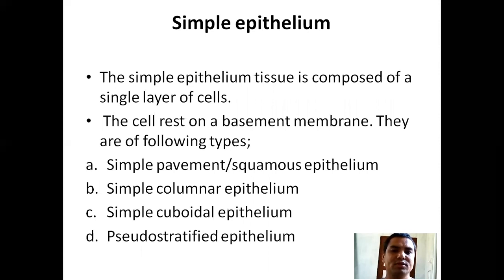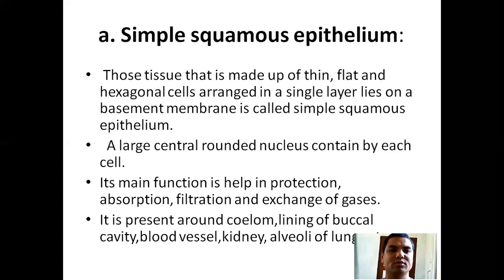Simple epithelium is the tissue which is composed of a single layer of cells. The cells rest on the basement membrane. There are four types of simple epithelium: simple pavement or squamous epithelium, simple columnar epithelium, simple cuboidal epithelium, and pseudostratified epithelium.